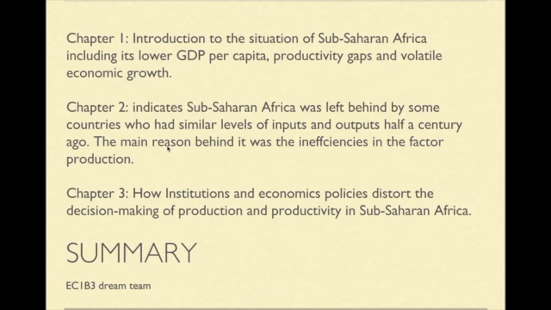The main reason behind it was the inefficiency in the factor production. Chapter 3 tells us how institutions and economic policies distort the decision-making of production and the productivity in sub-Saharan Africa. Today, we're going to focus on how to measure the productivity and the main drivers of the productivity gaps.